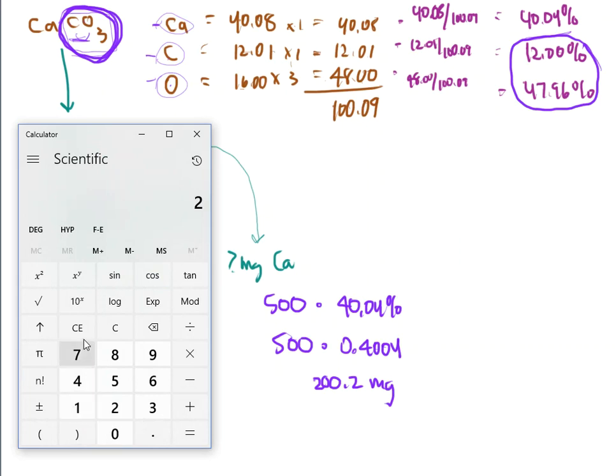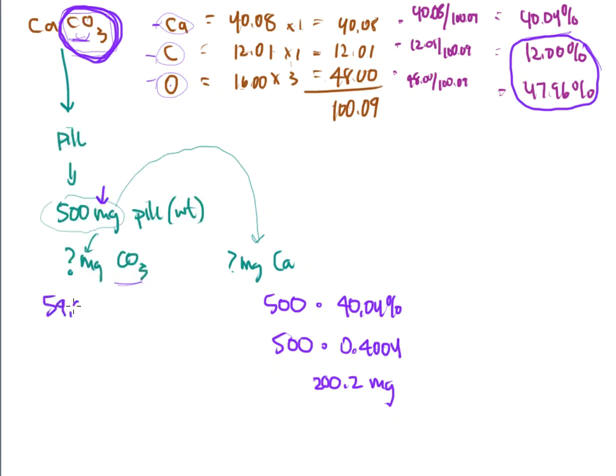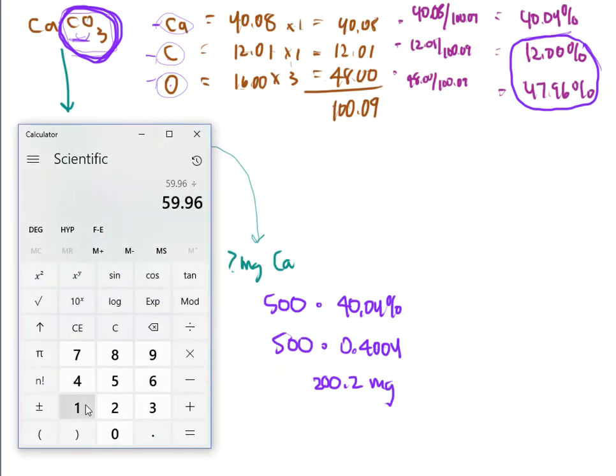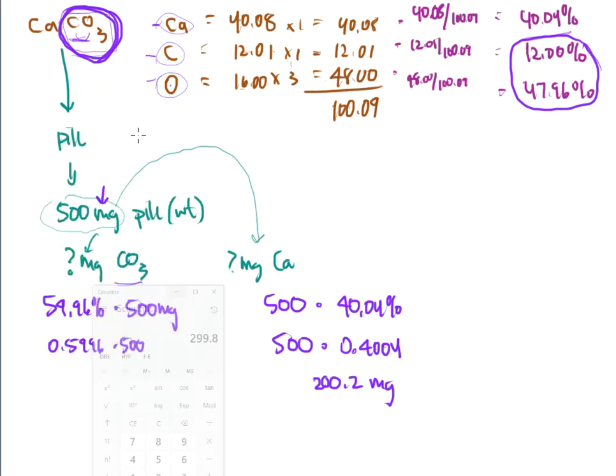So 12% plus 47.96% gives me 59.96. So 59.96% times 500 milligram tablet. Well, convert that over to a decimal, 0.5996. Multiply that by 500. So there's my decimal. Multiply by 500. And I'm going to get 299.8.